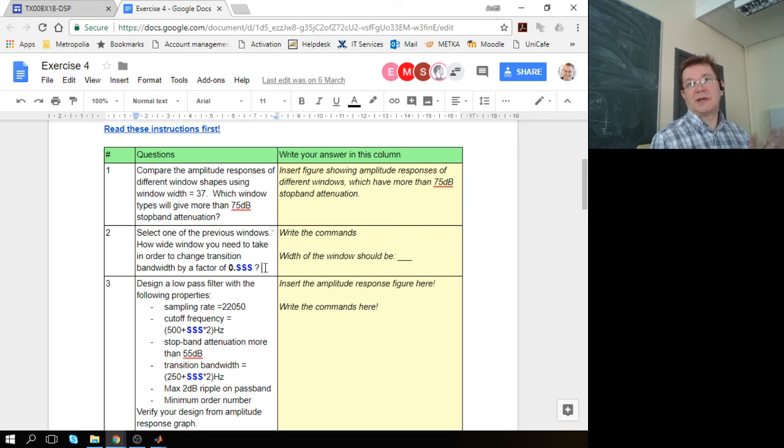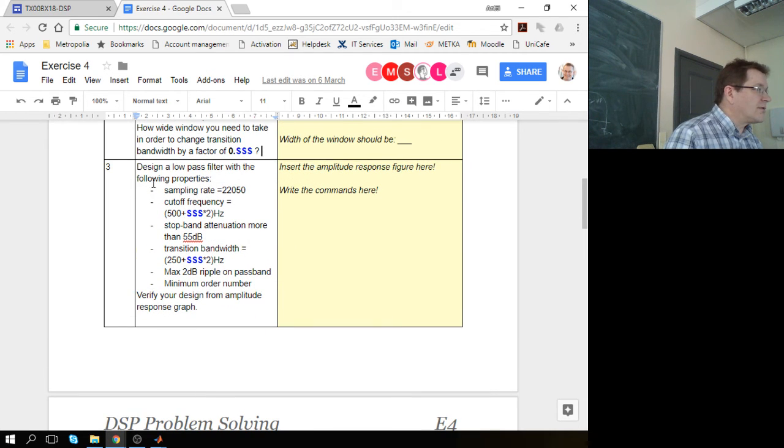So basically, the new transition bandwidth would be the old one multiplied by a factor. You just calculate how much wider a window you need. Okay. Third one is to design a low pass filter.